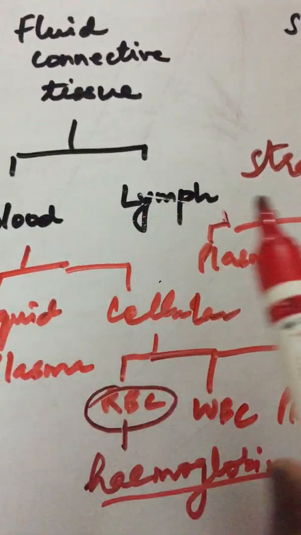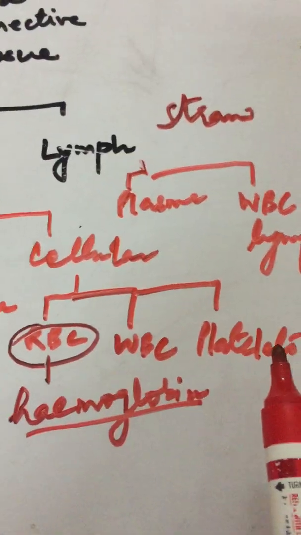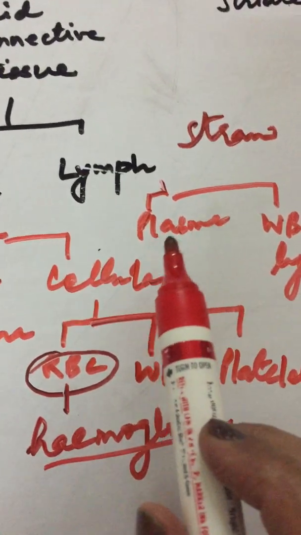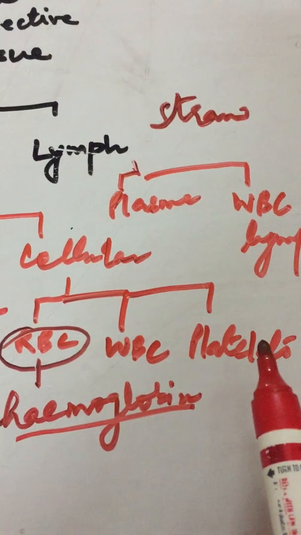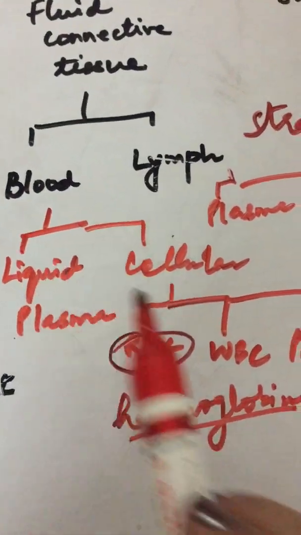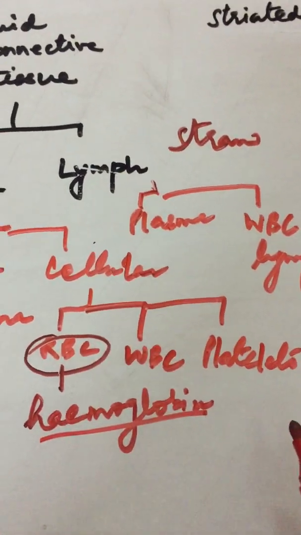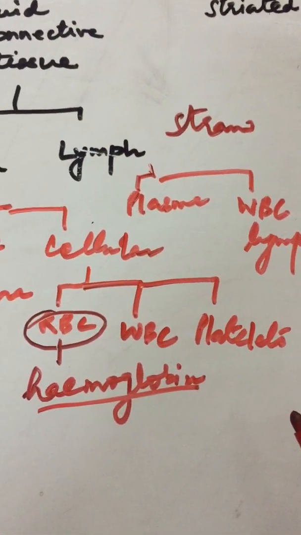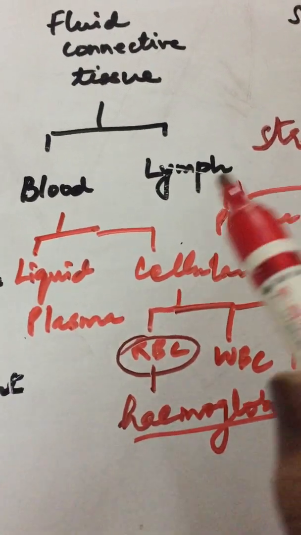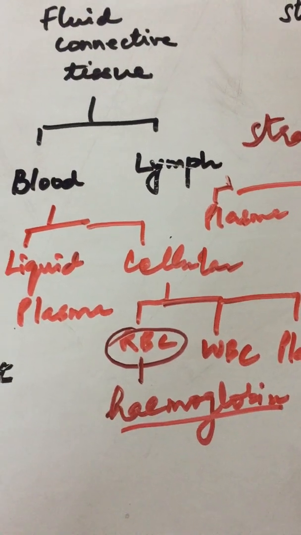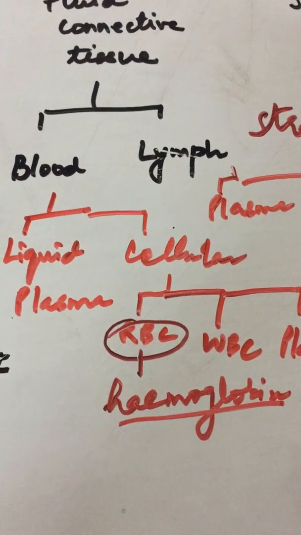So if we have to distinguish between the two, blood has plasma, RBC, WBC and platelets, but lymph has only plasma and WBCs. What is absent here? RBCs and platelets. Blood is red in color due to the presence of hemoglobin, but lymph is straw colored as hemoglobin or RBCs are absent. Blood flows through blood vessels, whereas lymph is present surrounding the body cells, and it is carried by the lymph vessels to different parts of the body.